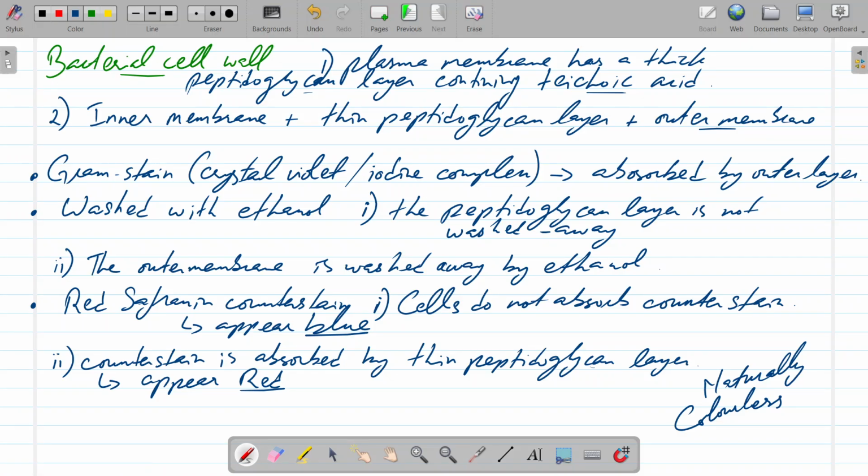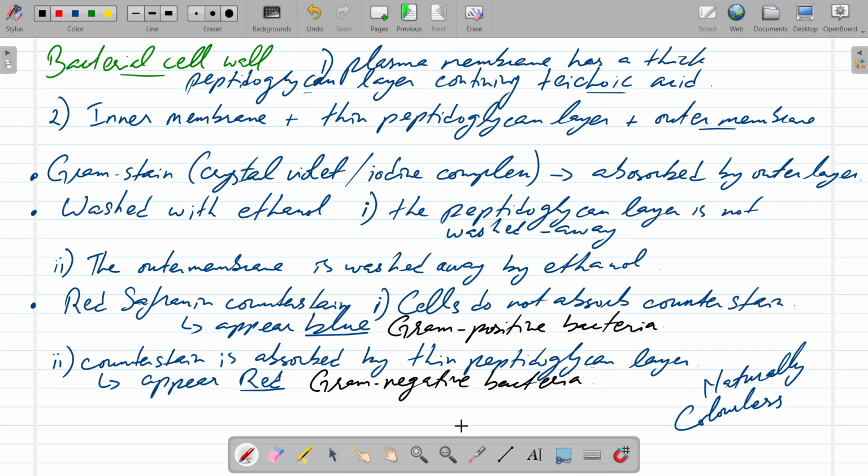Now, which one's which? Well, the blue ones are gram-positive bacteria. Right, so these guys are gram-positive bacteria. And these ones that appear red are called gram-negative. Clear? Yes, sir. Right, so that is gram staining.